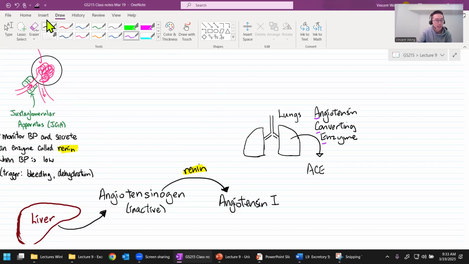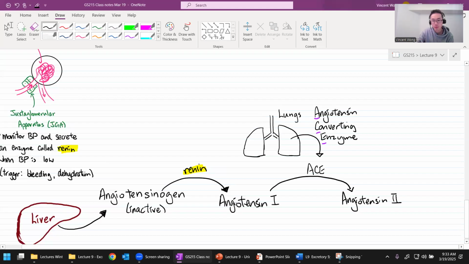And again, you have it in your body, it's just floating around, but it's not going to do anything until you have angiotensin number one. And number one is going to get converted by ACE into angiotensin number two. This is the final form.